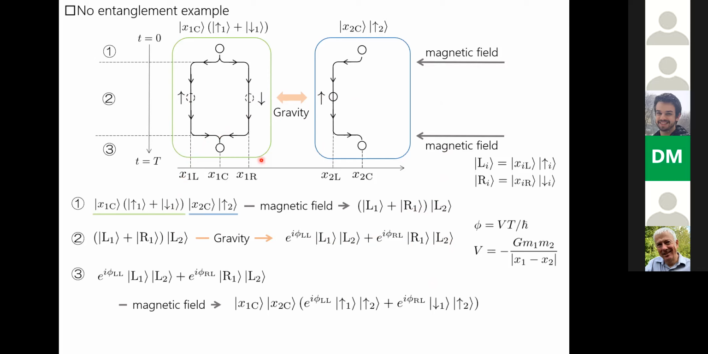In the last stage, the magnetic field is applied to bring the particles back to their original positions. Then the two particles are localized at x1c and x2c, and their spins are in this state with the non-trivial phases. However, it is easy to find that the spin state of the second particle is factorized, and the state of the particles can be written in a product form. Hence, there is no generation of entanglement in this case.